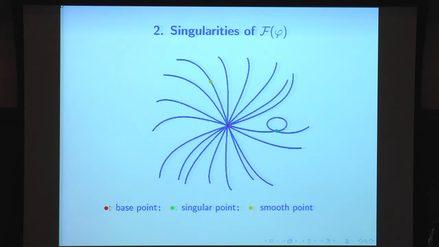So this is the picture of the family of curves. This is the base point. This is the singular point which is not a base point. This is a smooth point of the family. I introduce this notation because it is similar to the singular points of an ODE.